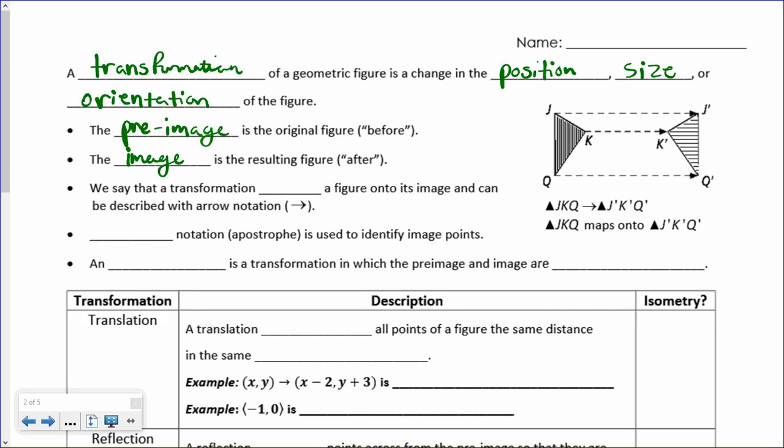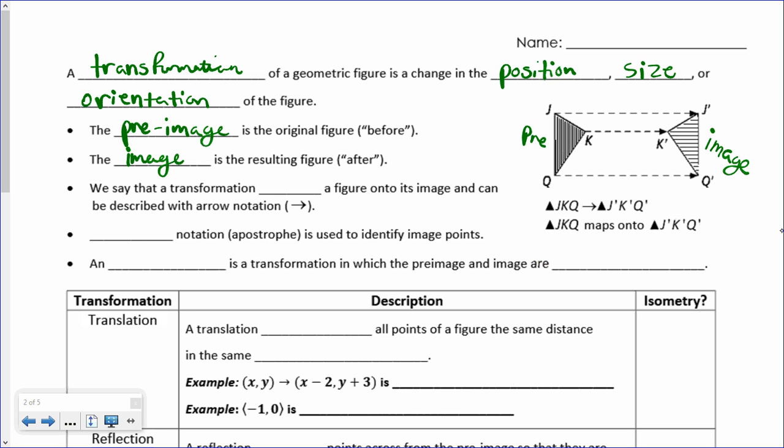So if you look at this diagram over here, this darker shaded in shape is the pre-image. So if you guys want to label that, this is the pre-image. And we know it's the pre-image because we have normal letters here, J, K, and Q. The image, which is over here in the stripy one, the image is the after picture, and you can tell that it's the image because they're using these apostrophes. Right? These little apostrophes tell you that that's the after picture.